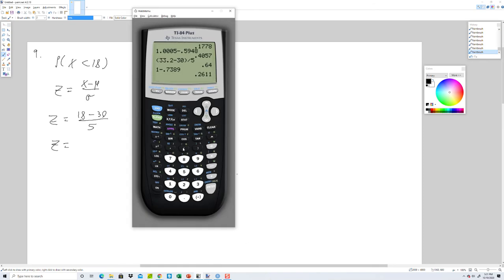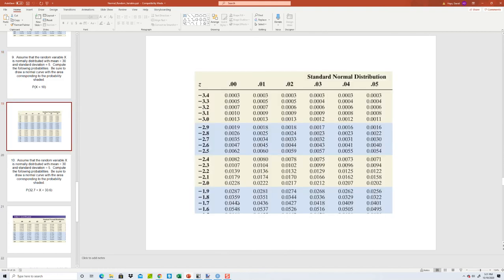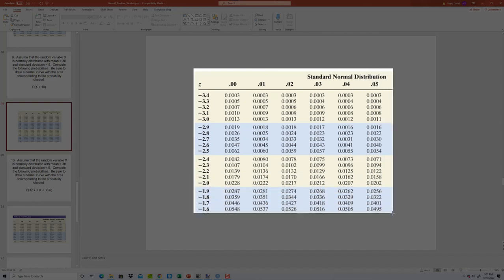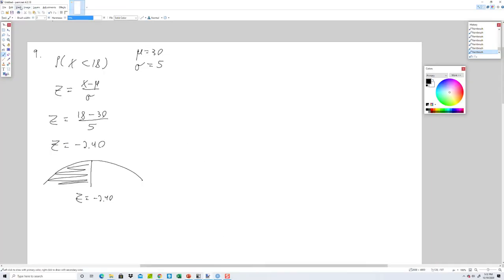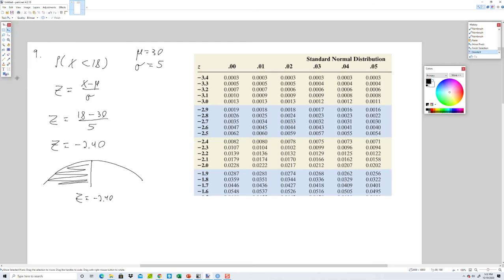18 minus 30 divided by 5, negative 2.4. Keep in mind that's negative 2.40. Okay, so z is equal to negative 2.40, and less than would be shaded to the left. So it looks like this, which is good because the table is based upon the area to the left. And so, grab that. Edit, deselect.